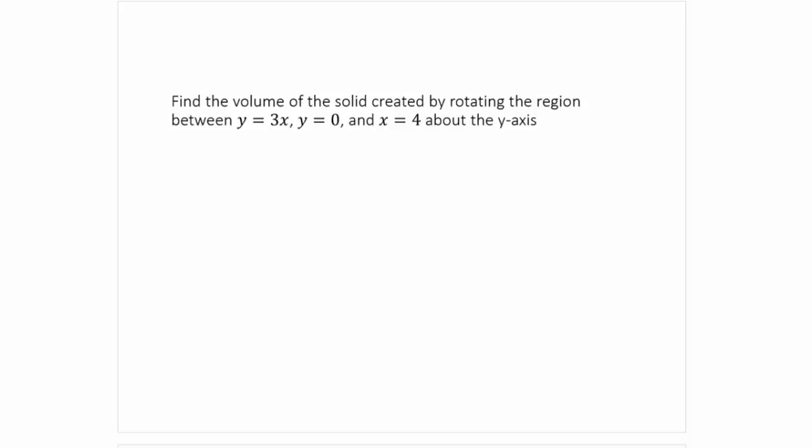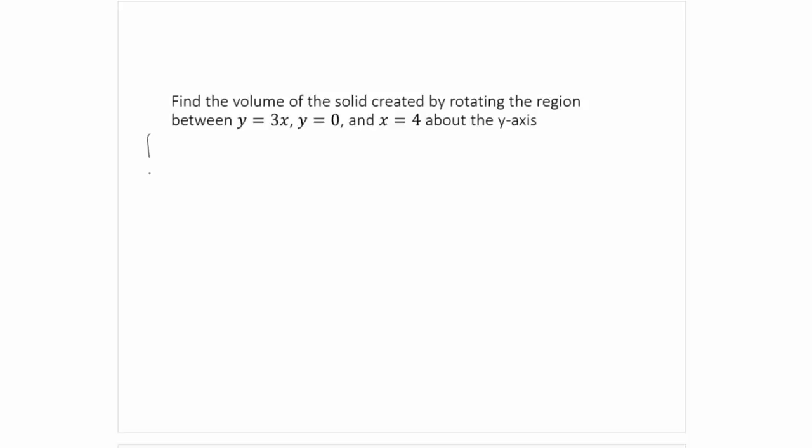Alright, let me draw the region first. I've got the region between y equals 3x, so that's just a line with slope 3 passing through the origin, y equals 0, that's the horizontal axis, and x equals 4. Okay, that's a vertical line. We're rotating about the y-axis.